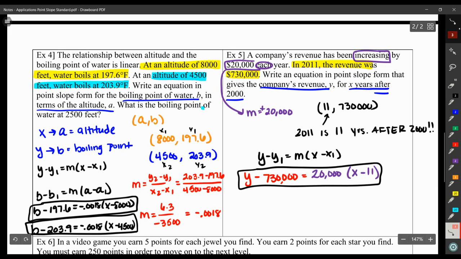Then they actually gave us the slope this time. The company's revenue has been increasing by 20,000 each year. So this 20,000 is my slope, and because it is increasing, that means it is a positive 20,000. If this had said decreasing, you would have a negative here. Now that I have the slope and a point, this is real simple. Plug in the slope and plug in your coordinate to their correct places.